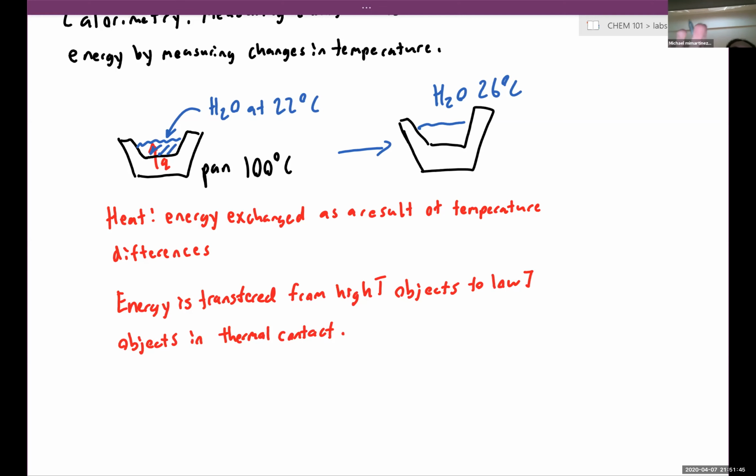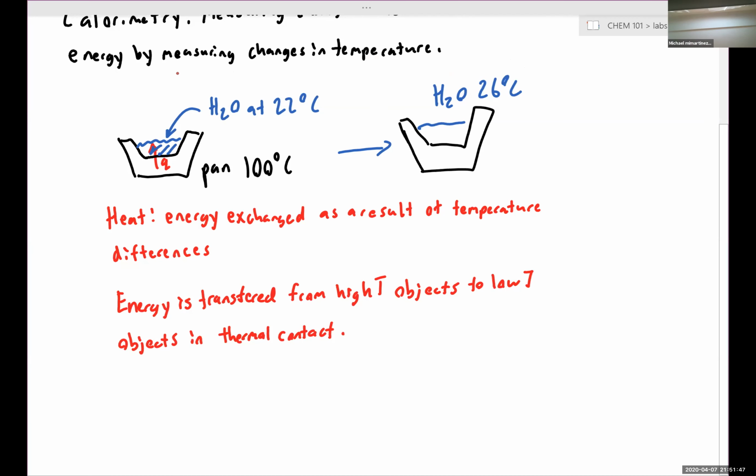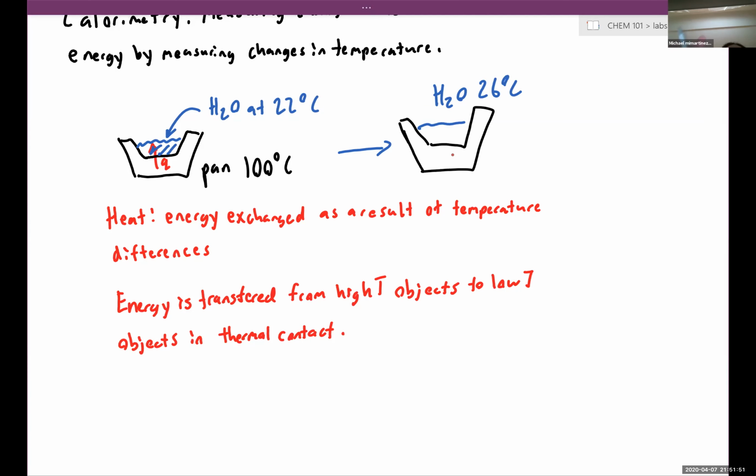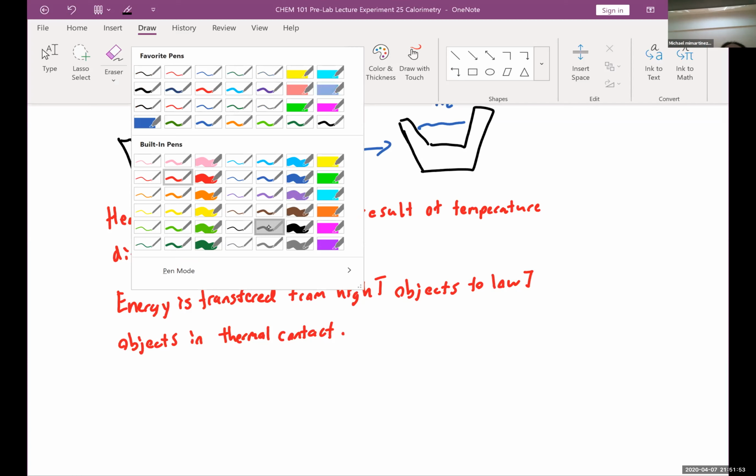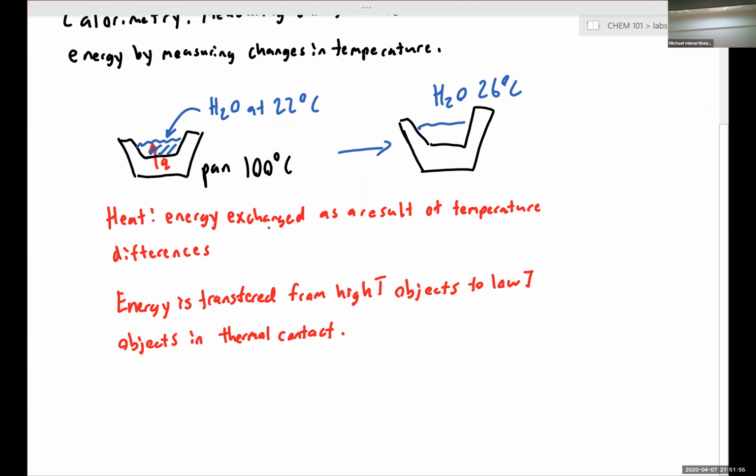And what would we expect to happen to our pan if we put cold water in our pan? Would we expect our pan to still be at 100 degrees Celsius? Would we expect the temperature to increase or decrease? What will happen to our pan if our water ends up warming up as a result of this energy exchange? Yep, exactly. So let's suppose the pan now is also at 26 degrees Celsius.